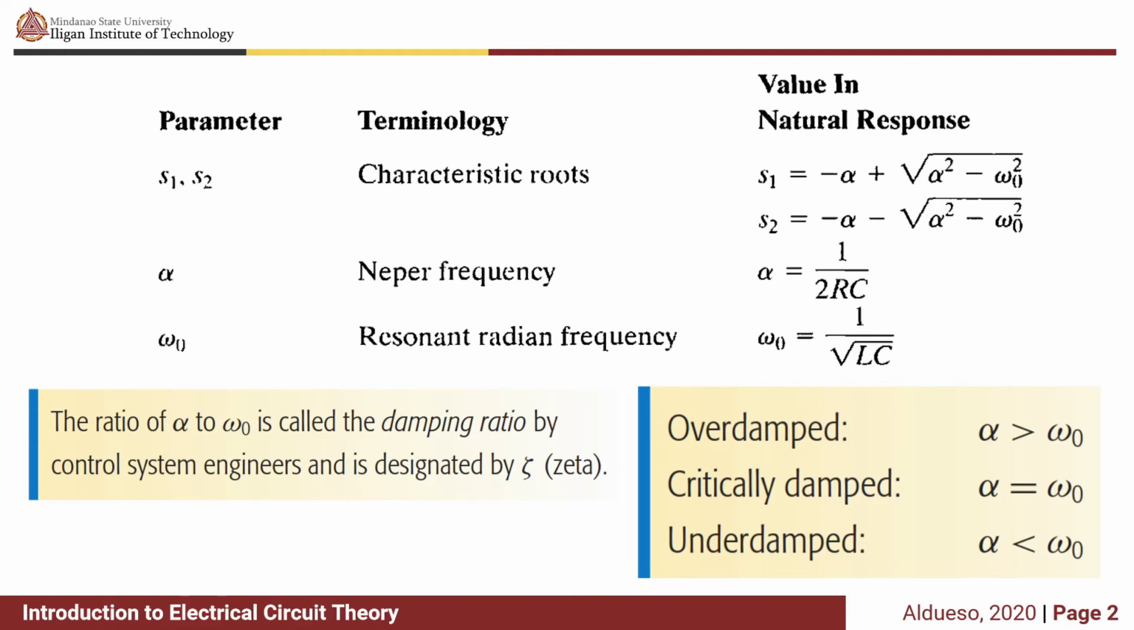For a parallel RLC circuit, S1 and S2 are given by these equations, where alpha is given by 1 over 2RC and omega naught is 1 over the square root of LC. There are three possible scenarios depending on whether alpha or omega naught is larger, or they are equal to each other. So we have overdamped, where alpha is greater than omega naught, critically damped, where alpha is equal to omega naught, and underdamped, where alpha is less than omega naught.